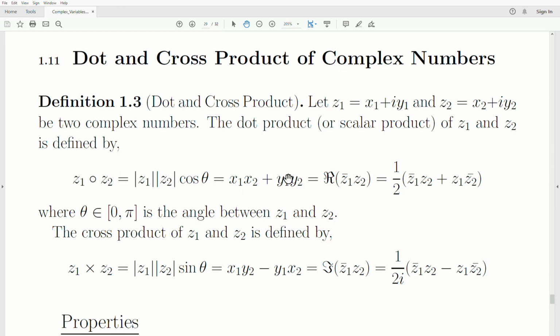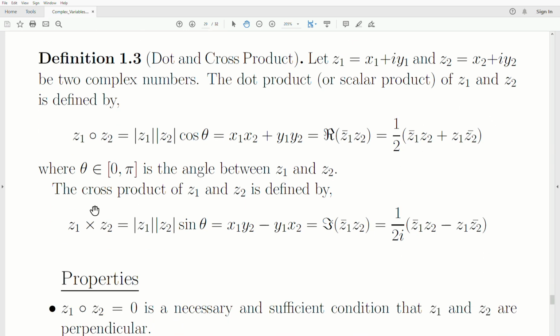Or it can be shown to be this product, the product of the x's plus the product of the y's, or the imaginary components, which is also the real component of this product, the conjugate of Z1 times Z2, which also in an earlier video we showed can be this.